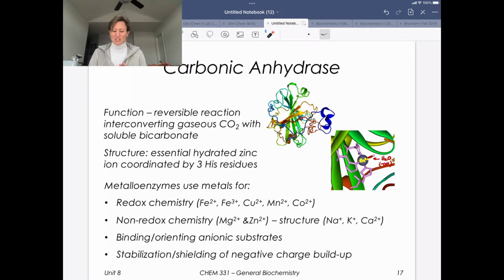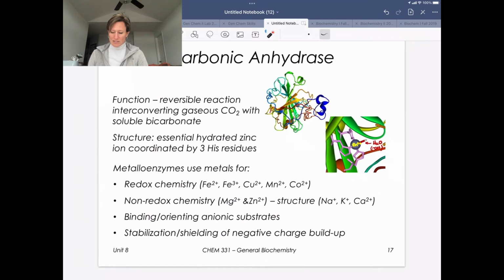Okay, carbonic anhydrase, right? Its purpose is the reversible reaction that interconverts gaseous carbon dioxide with soluble bicarbonate. So we'll write that down on the next slide. But it's H2O plus CO2 makes H2CO3, which, as a weak acid, dissociates into bicarbonate ions and protons.